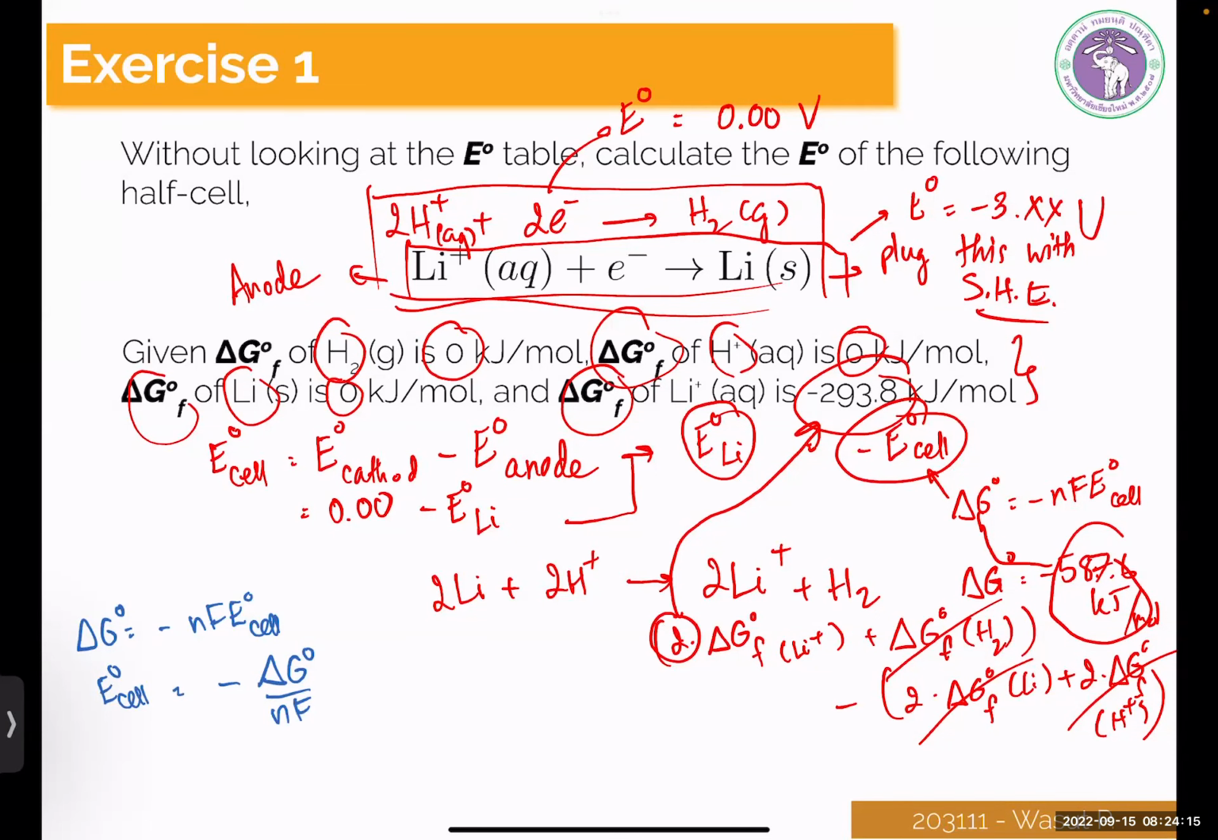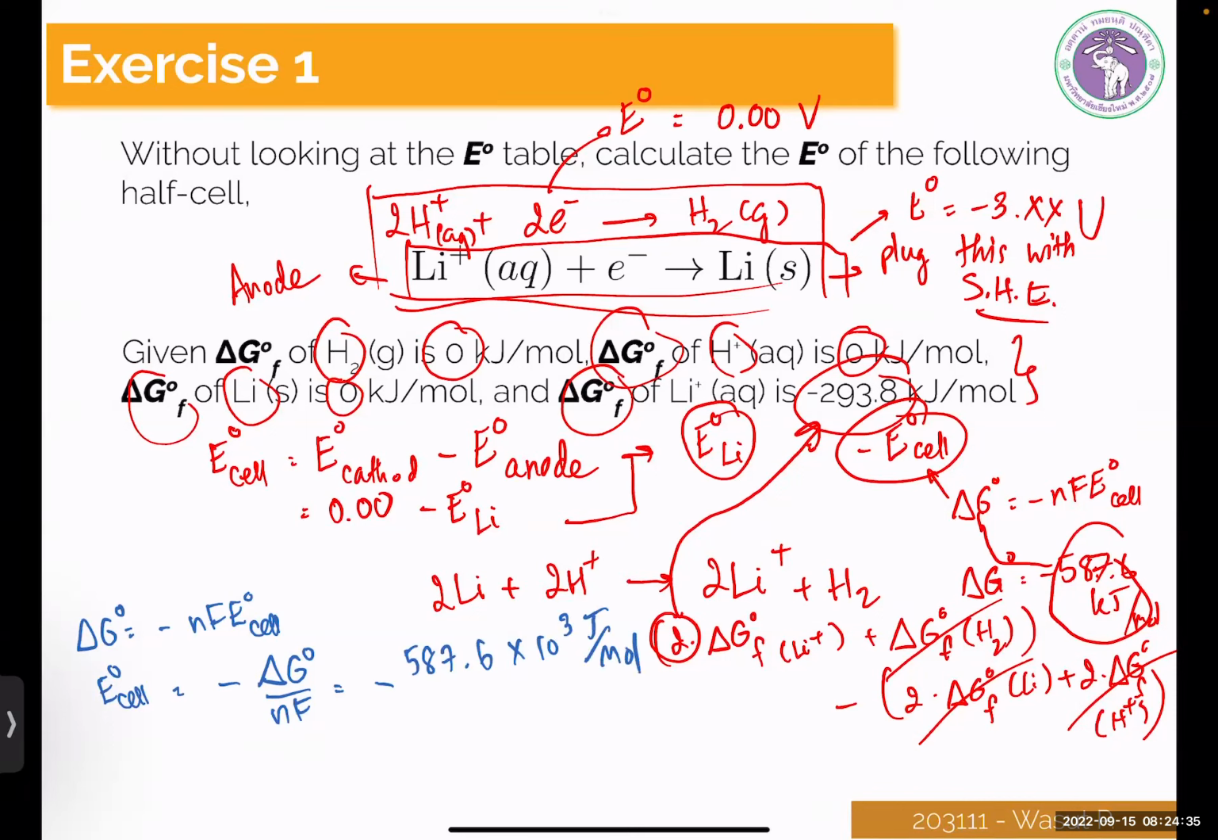Sorry for the math. Okay, minus delta G over nF. So it's minus 587.6 times 10 to the 3 power. The unit of this is joules per mole, so I have to convert kilojoules into joules first. Divide by n. What's n?